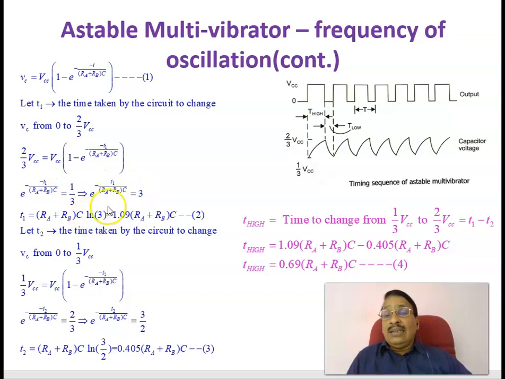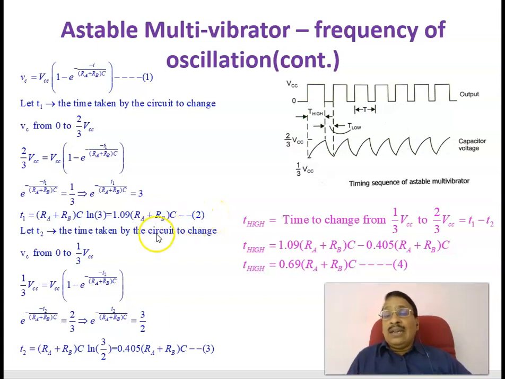Or t1 equal to (Ra plus Rb) into C into natural logarithm of 3. Substituting the natural logarithm of 3, we'll be getting 1.09 (Ra plus Rb) into C. Therefore, this is the time required to change the capacitor voltage from 0 to 2/3 VCC: 1.09 (Ra plus Rb) into C.